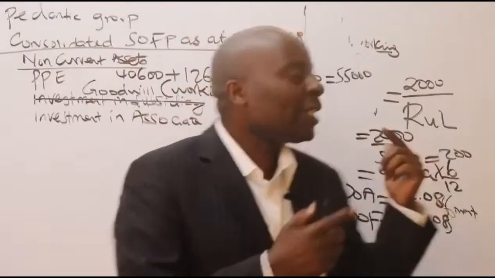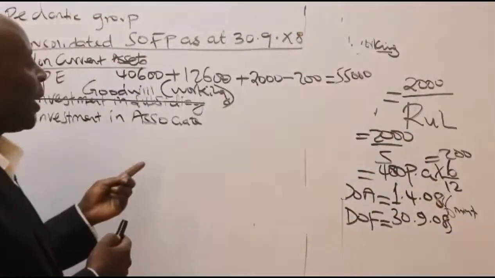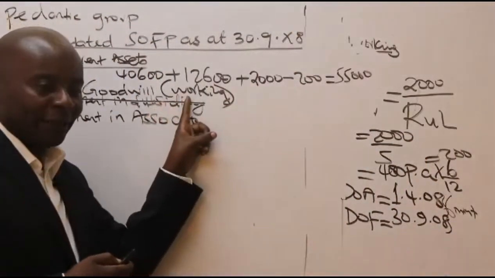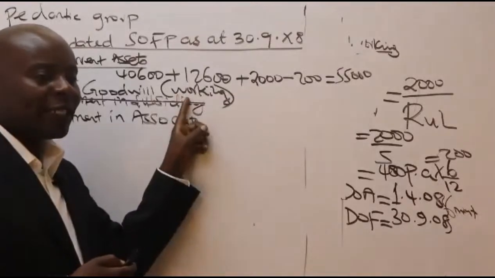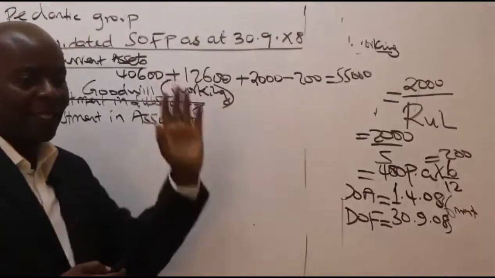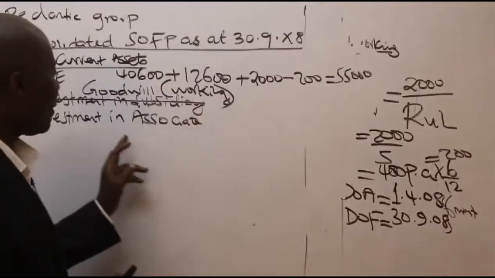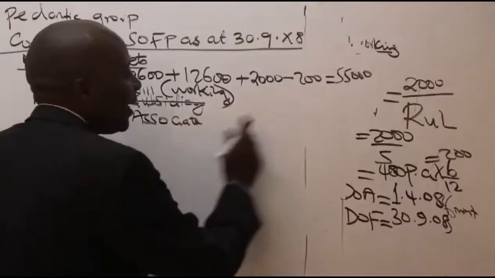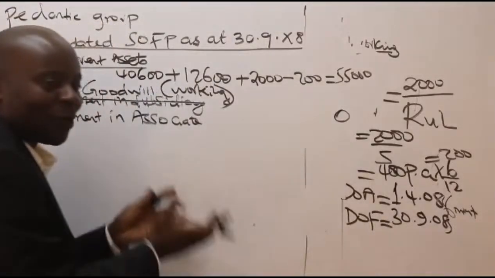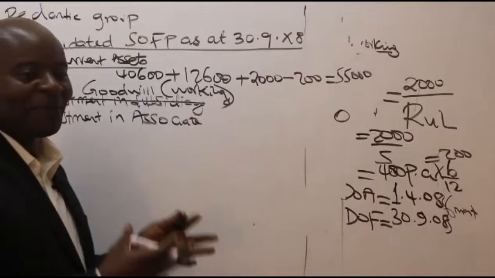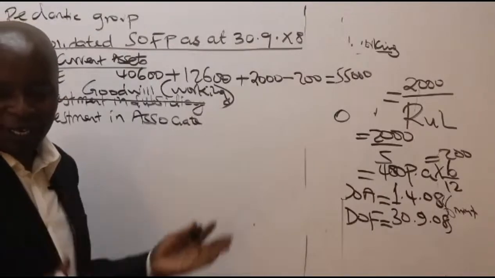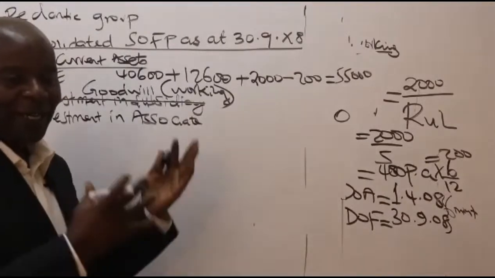So what I'll do if it's myself doing an exam, I'll just write here working. And then that working at times, I'll even say let it be done by the examiner himself. I don't want it. Investment in associate, I'll just leave it there and just mention zero there for the sake of filling up my question paper.